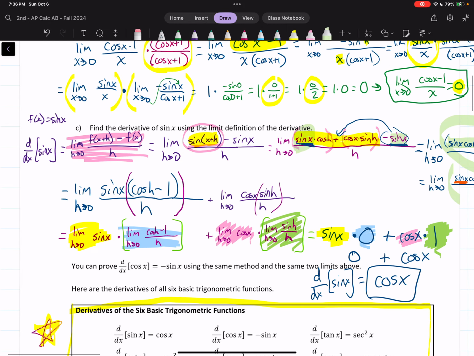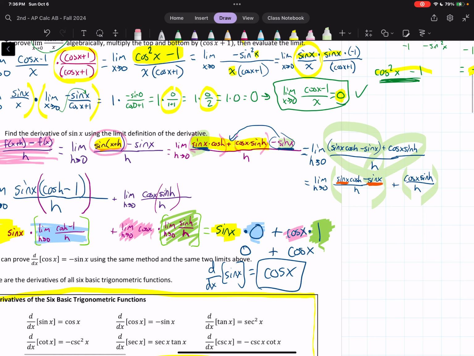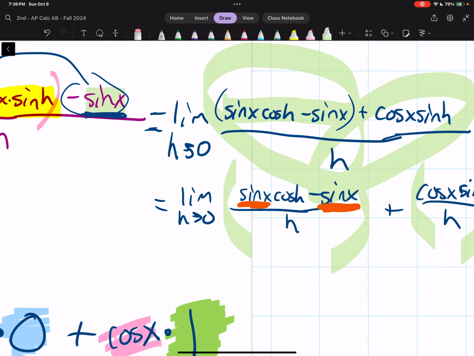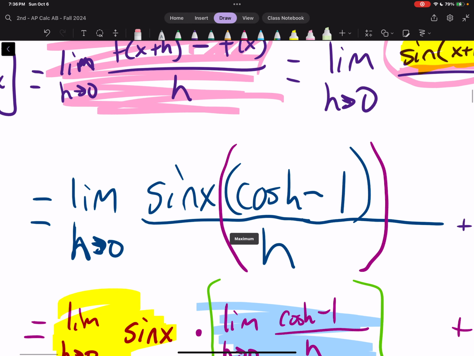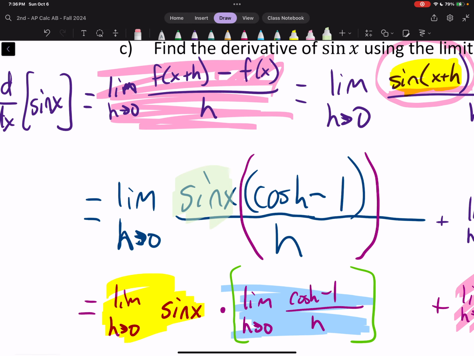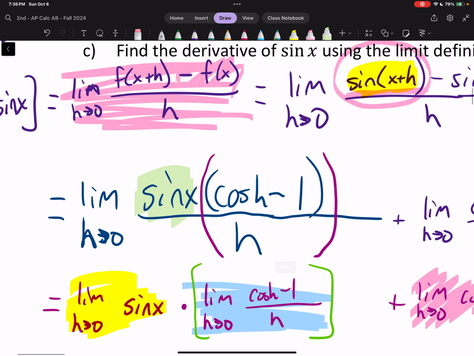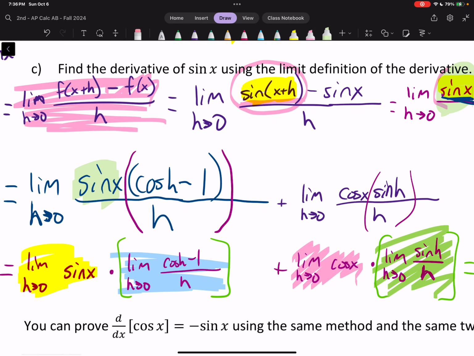So let's see, what are we doing next? We're going to factor out this sine of x in both of these terms here. So factoring out that sine of x, the leftovers are cosine of h minus 1, and we're still over h. And then the second part is this second part here. Okay, so now that we've got two separate limits, and we've got a product in the top and the h in the bottom, now we're going to split this up again.